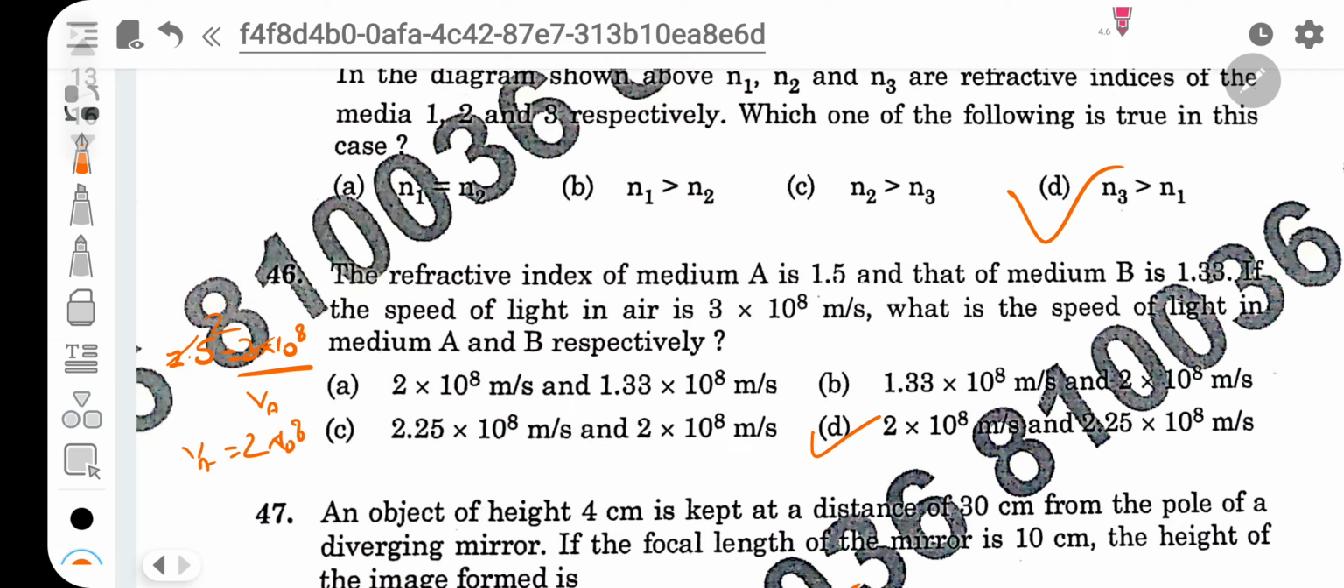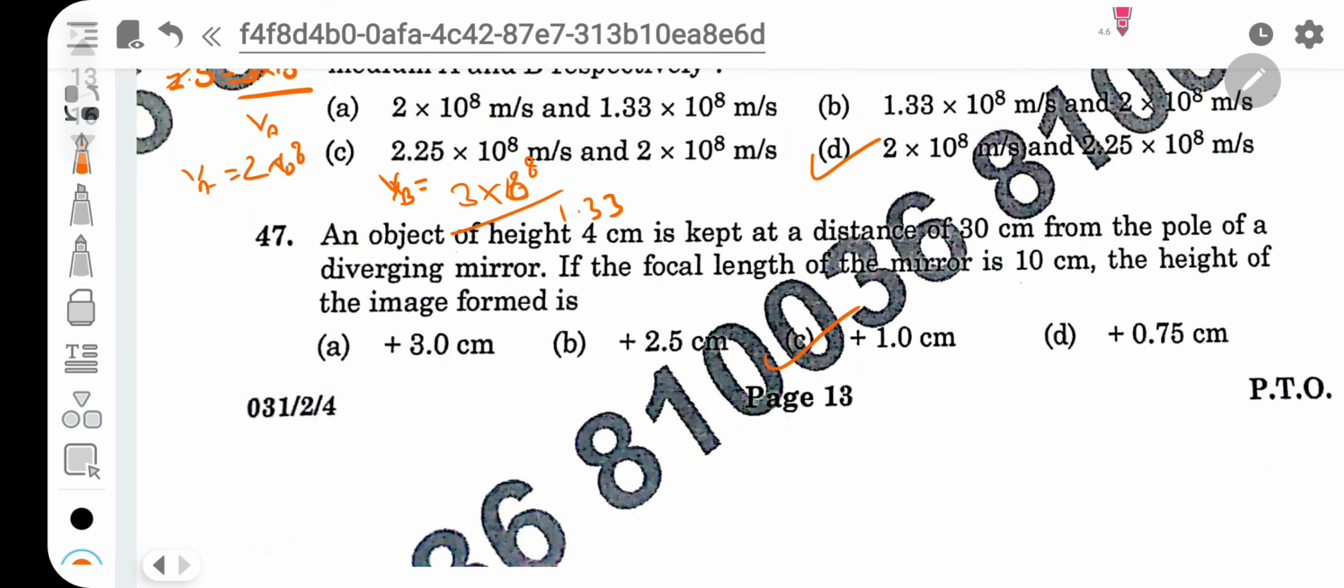So we have to find VB. VB will be 3 into 10 raised to the power 8 upon 1.33. When we divide 300 upon 133, it is cutting from 2 only, so the answer will be D, because then it will be 2.5. So the answer is D.